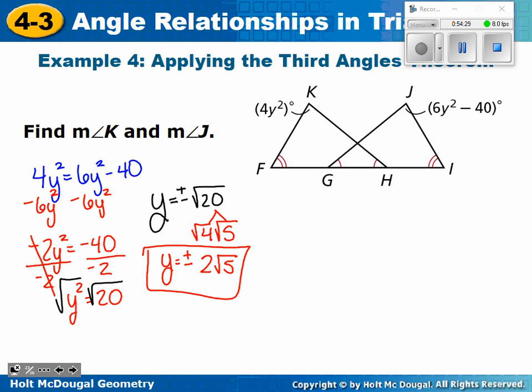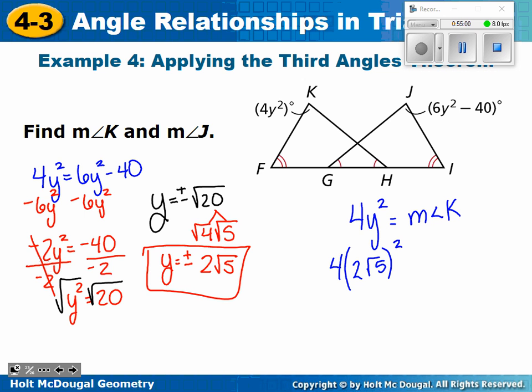So let's say I have 4y squared here, and that's equal to the measure of angle k. I need to plug in this 2 square roots of 5 for y. Anna, make sure you're with me. And I need to square it. How do I square 2 square roots of 5? What does it mean to square something? Okay, multiply it by itself.